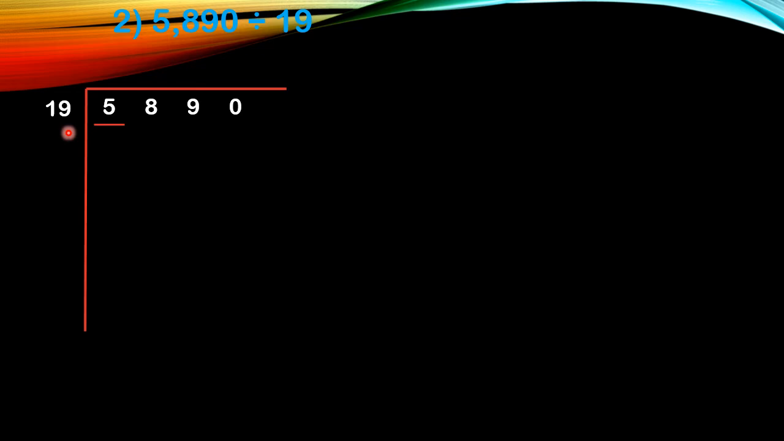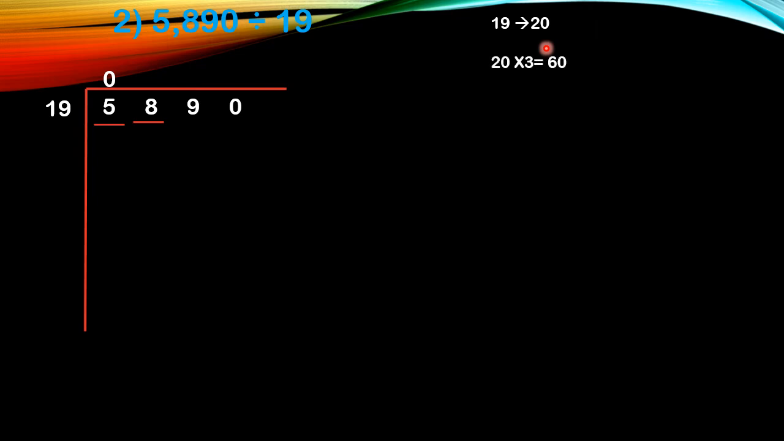So first we have to consider the 5. 19 doesn't go into 5, isn't it? 19 goes into 5 in 0 times. So we have to consider the next digit also, 58. Okay. Now we have to find out an estimation, that is, round off 19. So when we round off 19 we get 20.